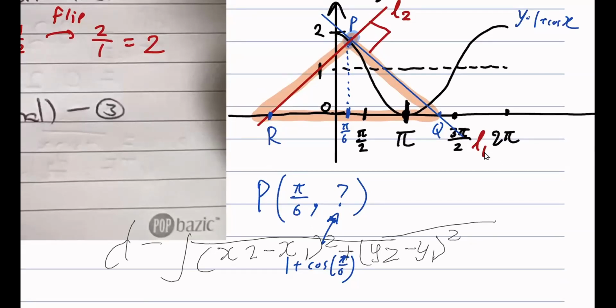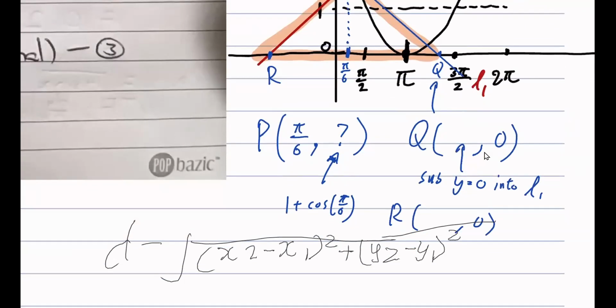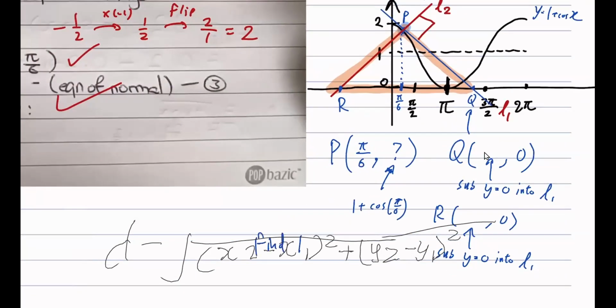What about for Q and R? What do you think? Sub y equals 0. For Q, sub y equals 0 into the tangent. And for point R, sub y equals 0 into the normal. Yep, very good. Then you can find the coordinates. After that, you just find the length of the line. Then find the area of the triangle: PQ times PR times half. Exactly, you got it.